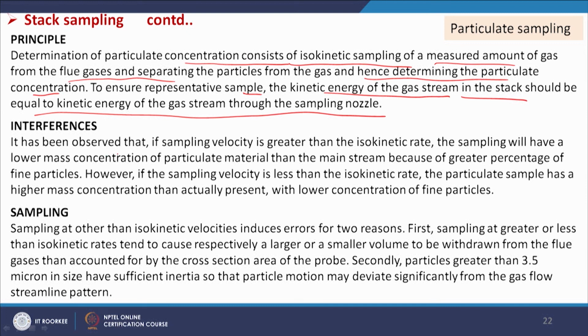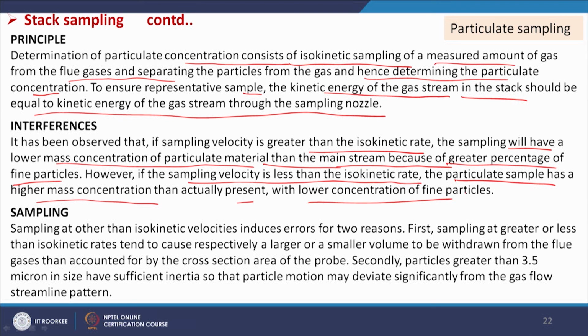Now, it has been observed that if the sampling velocity is greater than the isokinetic rate, the sample will have a lower mass concentration of particulate material than the mainstream because of a greater percentage of fine particles. However, if the sampling velocity is less than the isokinetic rate, the particulate sample has a higher mass concentration than actually present, with a lower concentration of fine particles. And why so? Let us see.